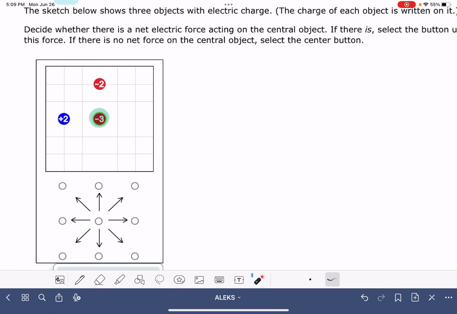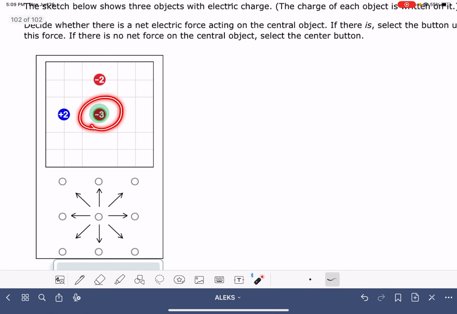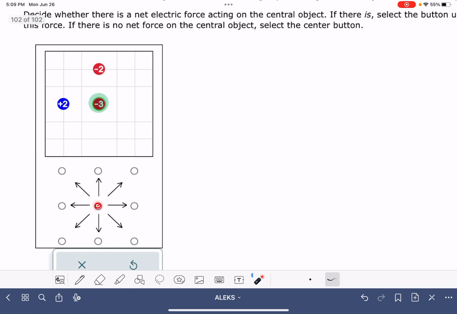So our job is to figure out what the net force is on that highlighted charge. If there is no net force on the highlighted charge, then we're just going to select this bubble in the middle that indicates no forces on it at all. If there is a net force on this highlighted charge, we have to figure out the direction of that net force and choose the correct arrow.